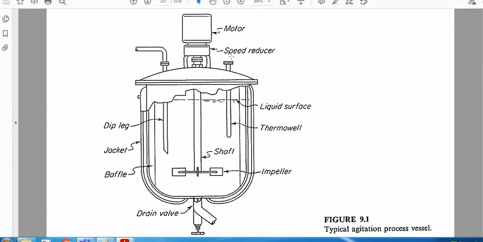So now we know what the purpose of the jacket is. Baffles I will temporarily hold. You know why I am holding it. Drain valve we know, impeller we know, shaft we know, thermowell we know, liquid surface, because I will explain to you the concept of baffles after the flow currents.